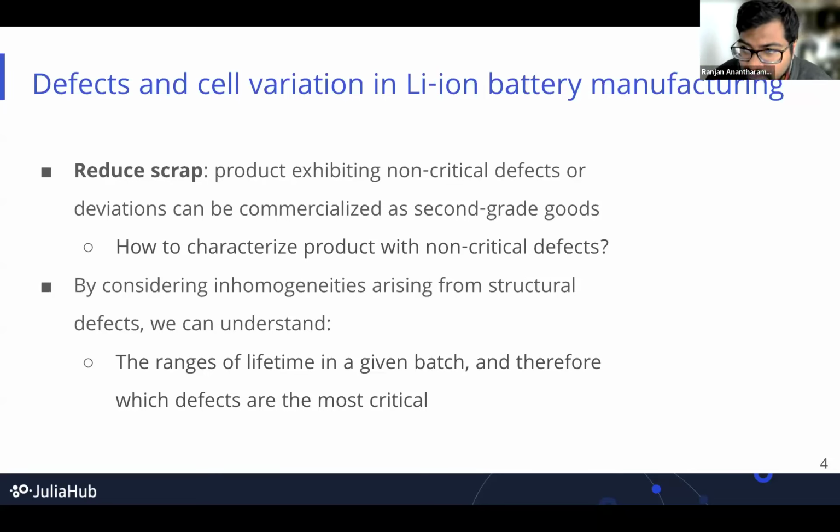That's what we're trying to enable with our performance models, to make sure that we can reduce scrap and to understand the inhomogeneities within a batch of batteries. What are the ranges of lifetimes that you might expect from a batch of batteries, given the defects that you observe in the batch? With this knowledge, one can understand which defects are critical and which defects are not. We'll comment a little bit on how we figure this out with modeling and analysis in the future.